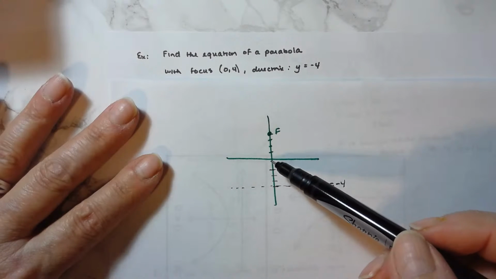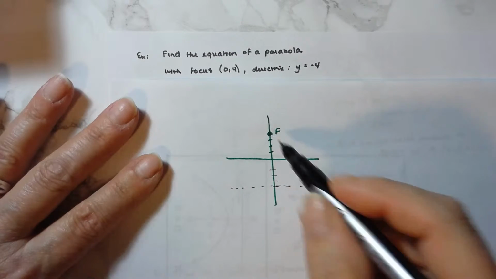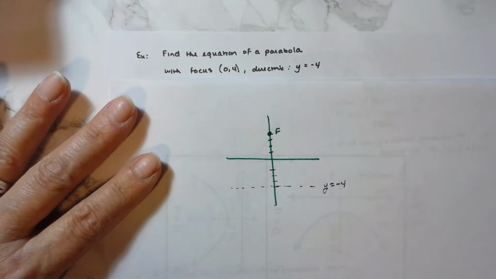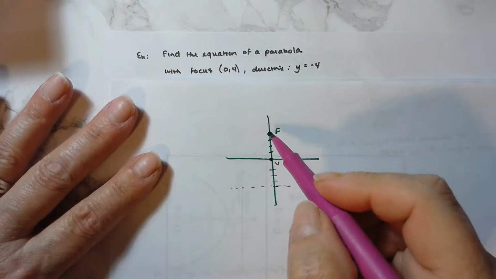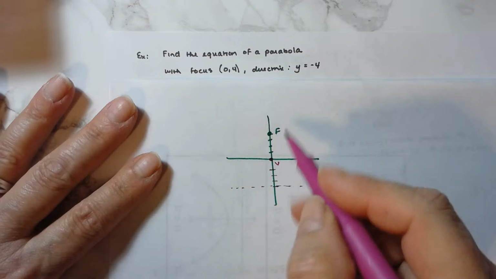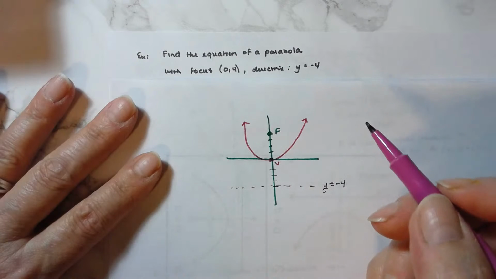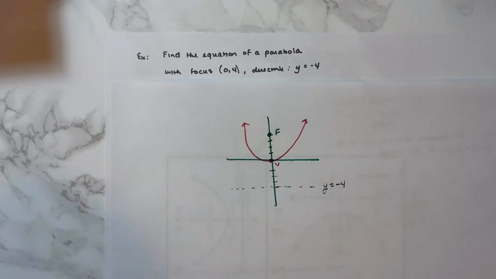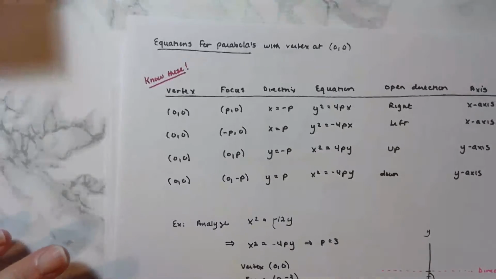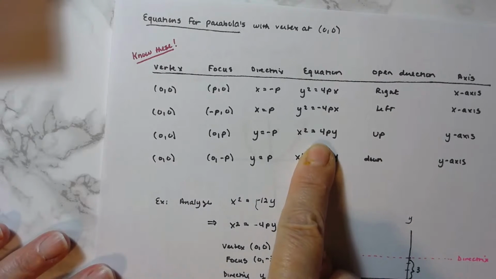Then what I know is that the vertex is the midpoint between this line and this point. So my vertex has to be at 0, 0. This is my vertex. Now, since the focus has to be inside the parabola, that means that my parabola is going to open up. Now I have to find an equation, so I take my little table and I say, okay, I've got a parabola that's opening up. Well, that would be this equation: x squared equals 4py.